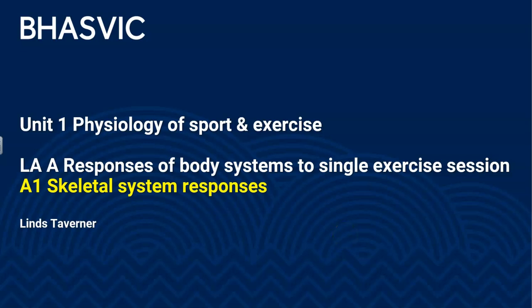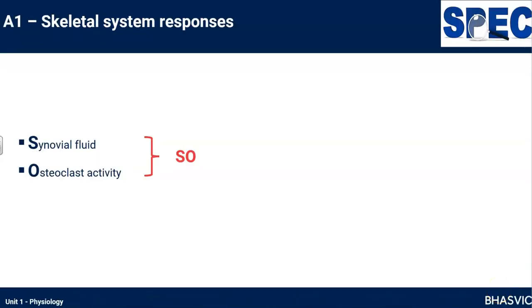So this BTEC Sports Science video is for Unit 1 Physiology, and we're looking at learning aim A, the responses of body systems to exercise. Specifically, we're looking at A1, the skeletal system responses to exercise. So your specification has only two bullet points, two things that you need to cover for this system. Synovial fluid and osteoclast activity.